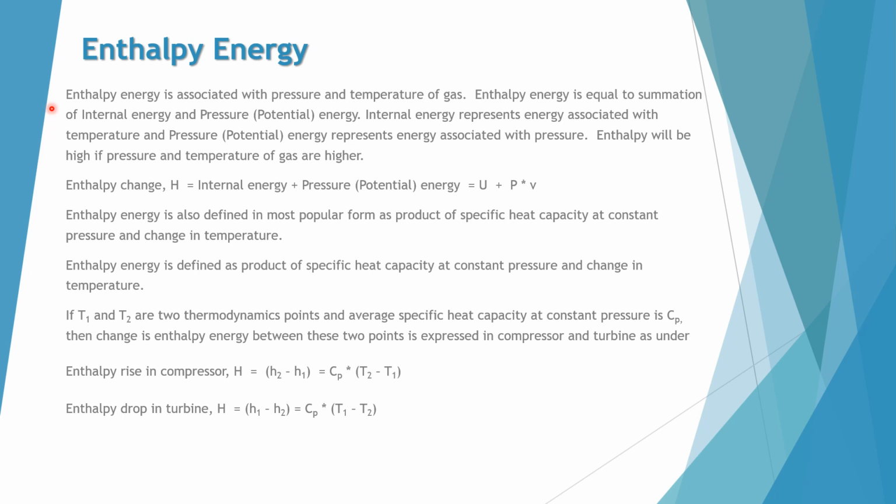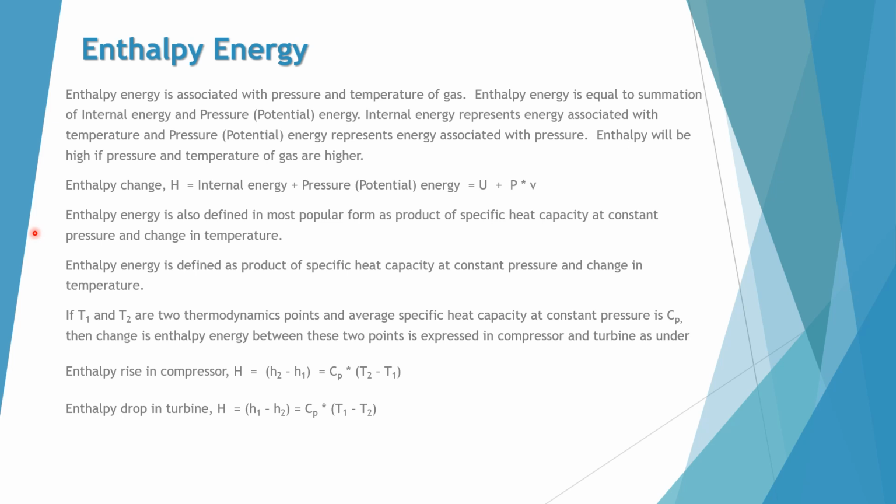Enthalpy energy is associated with pressure and temperature of the gas. Enthalpy energy is equal to the summation of internal energy and the potential energy or pressure energy. Internal energy represents energy associated with the temperature, and pressure energy represents the energy associated with the pressure. So enthalpy will be high if the pressure and temperature of the gas are higher. Mathematically, it can be written as enthalpy is equal to internal energy plus pressure energy.